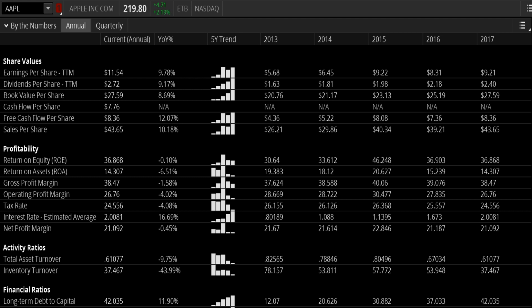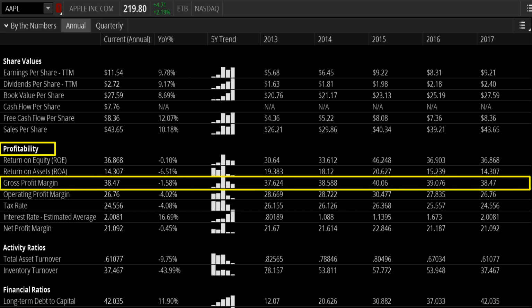And here's an example of Apple computers again, where we can see their profitability. One of the metrics is gross profit margin. You can see that their annualized gross profit margin is 38.47, which happens to be down 1.5% year over year. So actually the gross profit margins for Apple over the last year have dropped a little bit, just about down 1.58%. And again, you can see where those numbers come in year over year.